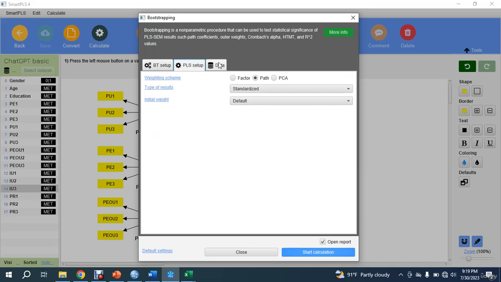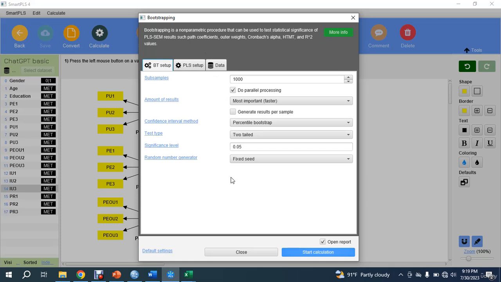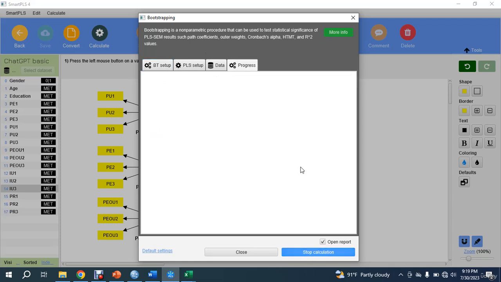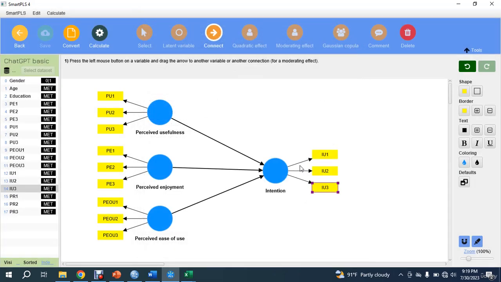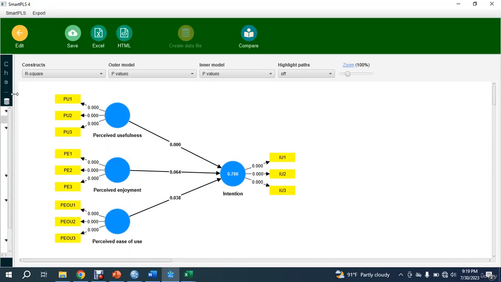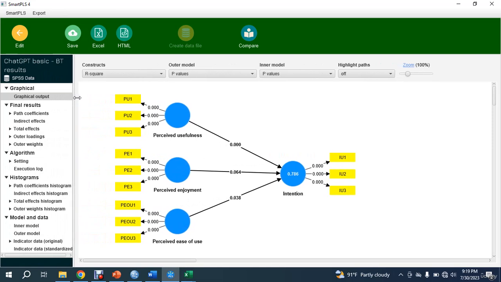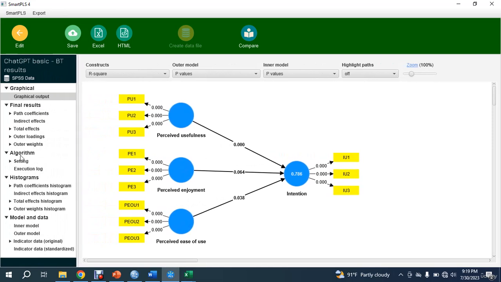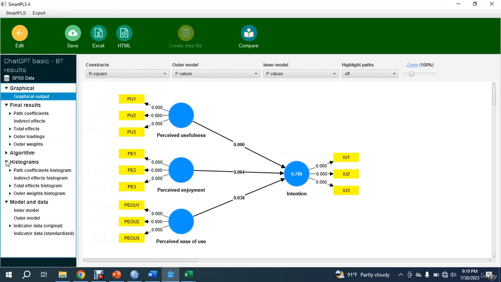You do not need to change other things here, and just click the start calculation, and within a few seconds you will get your desired result. And after that, here you can see the graphical output and the final results. Algorithm, we do not need the algorithm. Histogram and model data, we do not need them for the sake of simplicity.